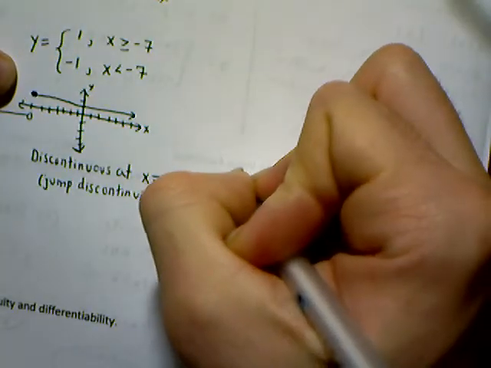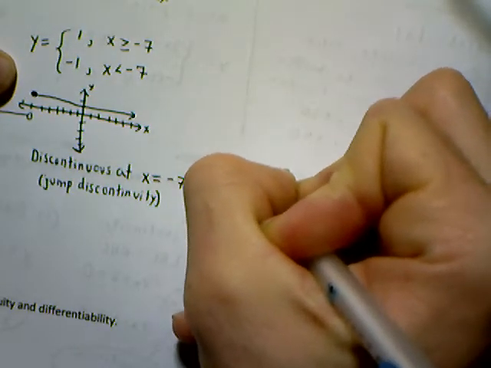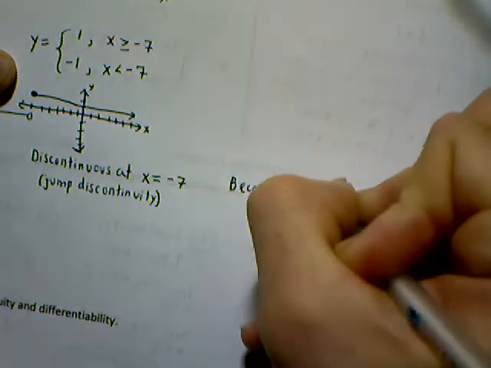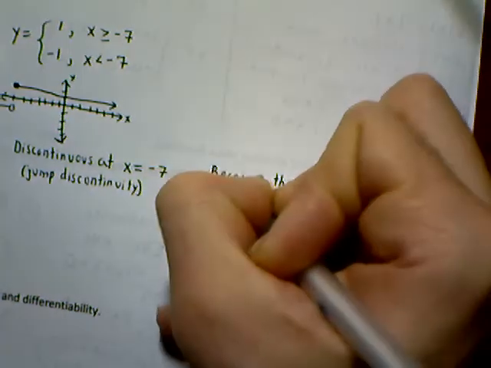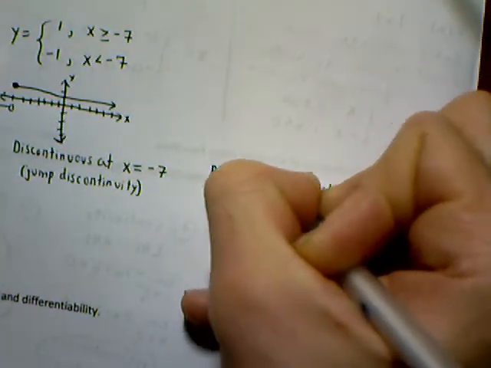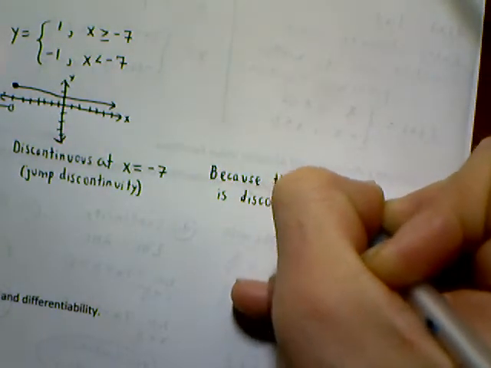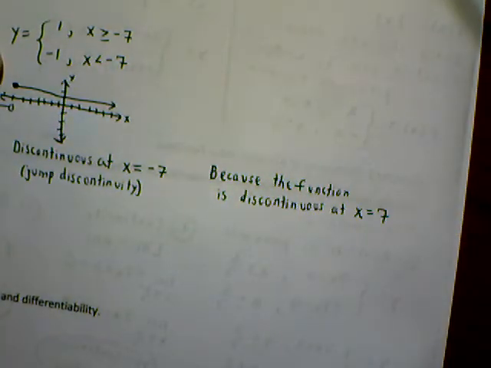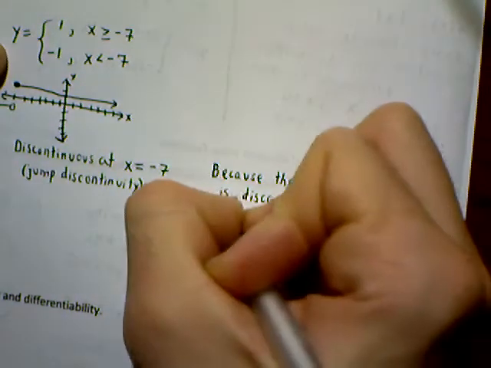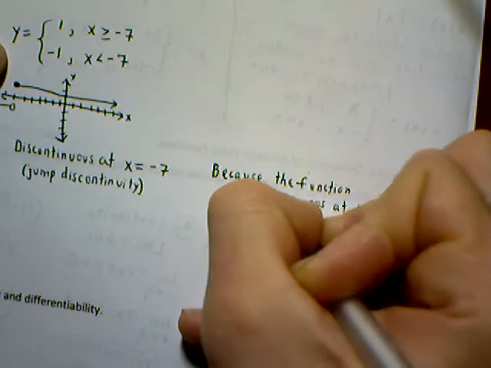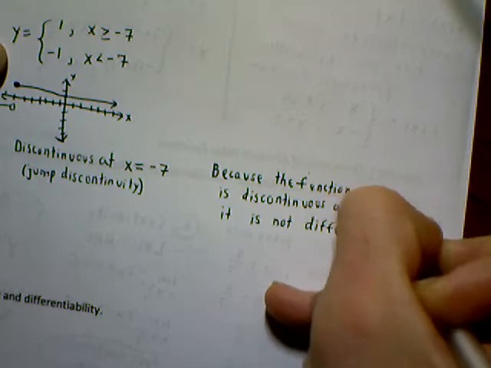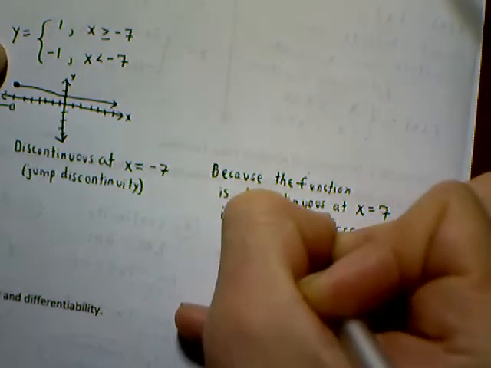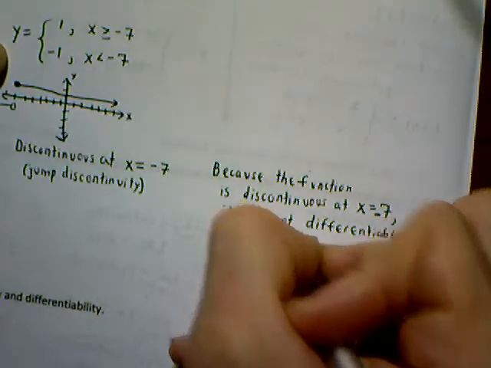So because the function is discontinuous at x equals -7, it is not differentiable at x equals -7. Add your negative signs on here.